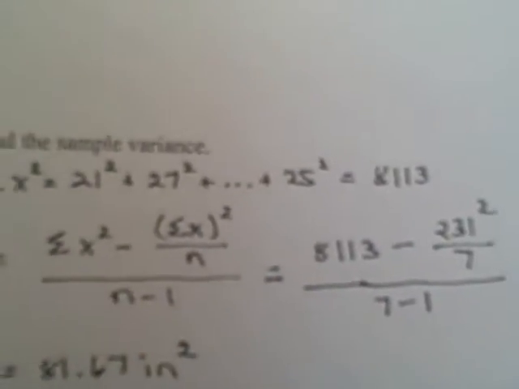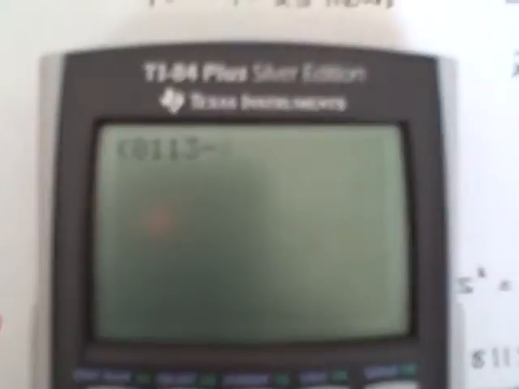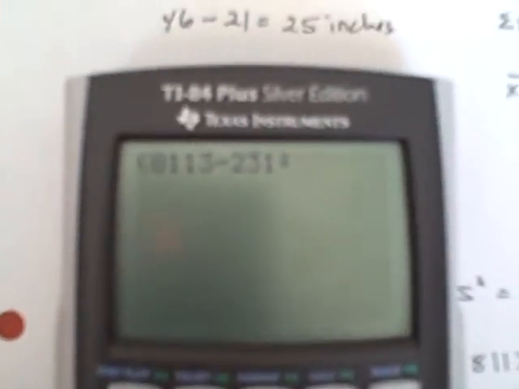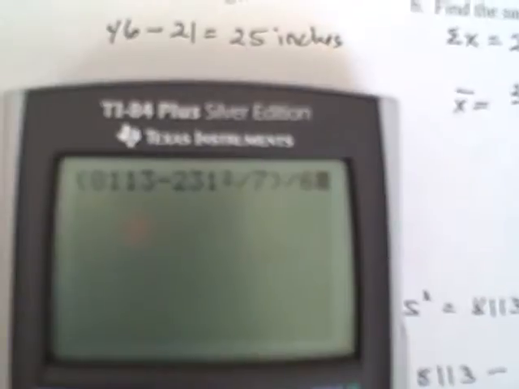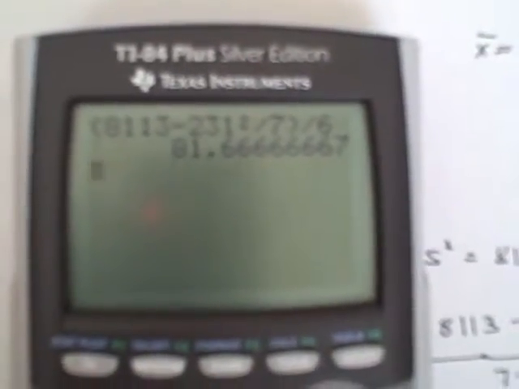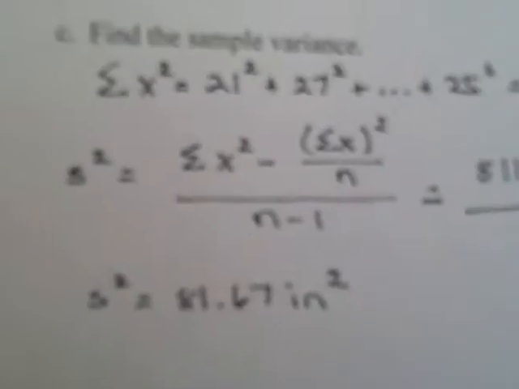Okay. Now, I'm going to show you how I work this out in my calculator, because if you round here, and then you subtract, you divide, you round again, you're not going to end up with the right answer. So I work this out without doing any rounding until my final answer. I'm going to do parentheses, 8,113 minus 231 squared divided by 7, close my parentheses, and then divided by 6. And when I do that, I get 81.6 repeating. So we get 81.67, and these are inches squared.